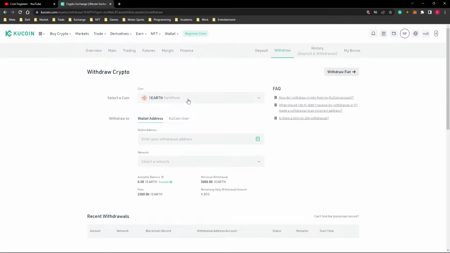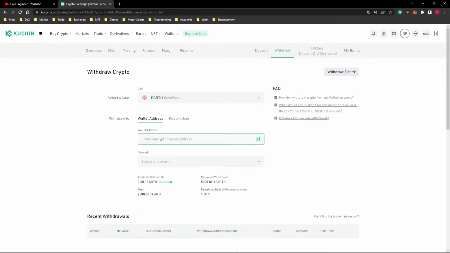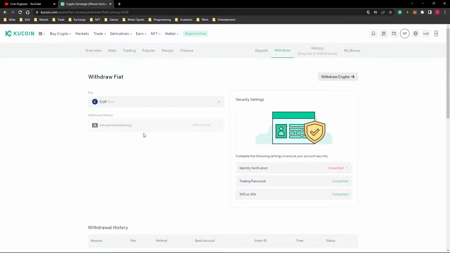To withdraw crypto from Kucoin to another wallet, we must select which crypto we want to send and which network we would like to use for this transfer. We must add the wallet address in this box and always double check before you complete the transaction. If you are unfamiliar with the wallet process, you can watch our MetaMask tutorials. If you want to withdraw crypto to your fiat account, you can choose this option and the transfer method such as your bank card or bank number.